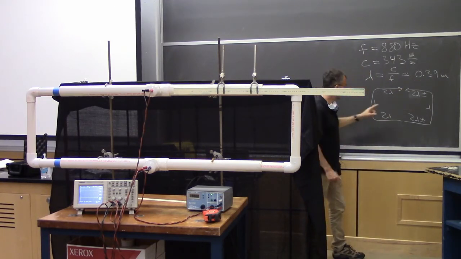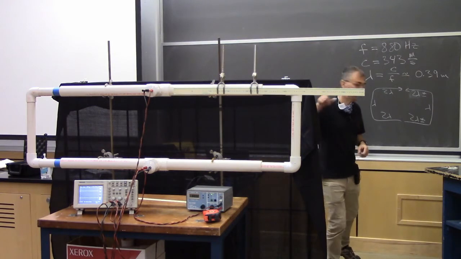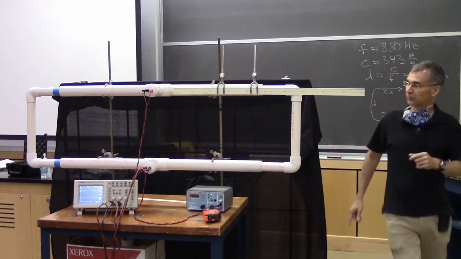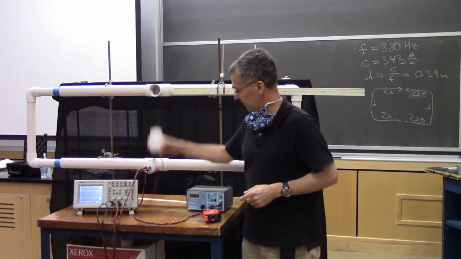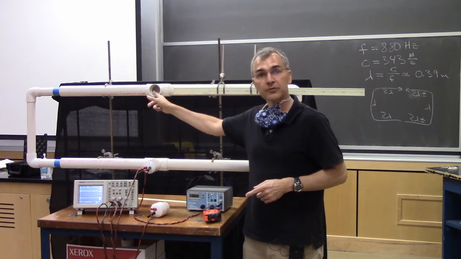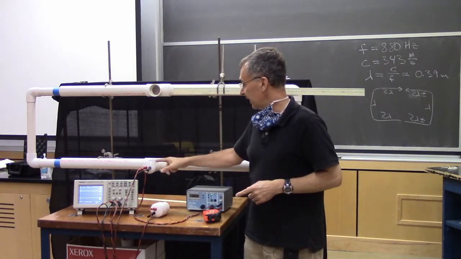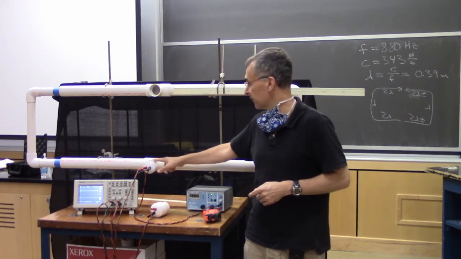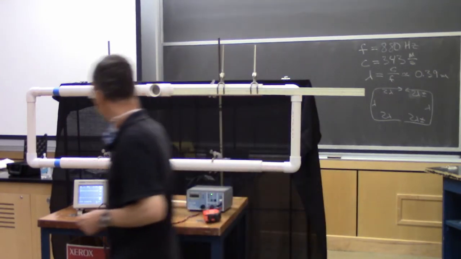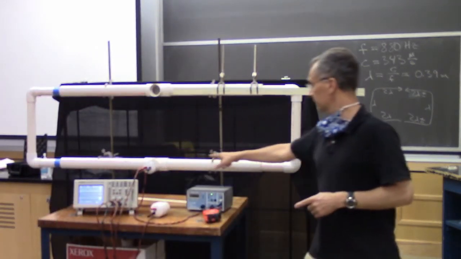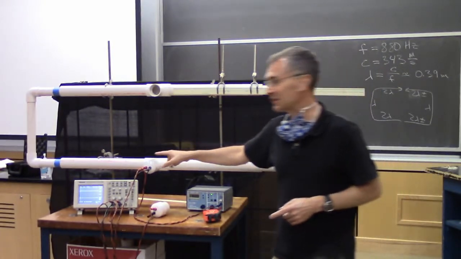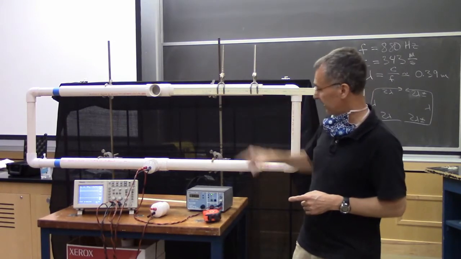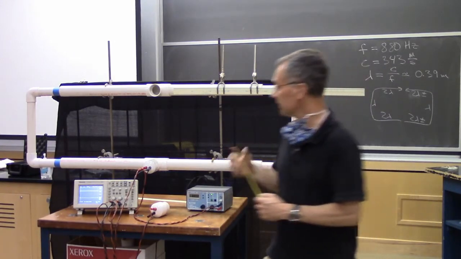So what we're going to do is measure this tube here, and you'll see that there's a speaker down here, and then there's a microphone up here. The wave that comes out of this speaker, the tone that comes out of the speaker, can take two paths. There's the left-hand path, or there's the right-hand path. And how long are those two paths?